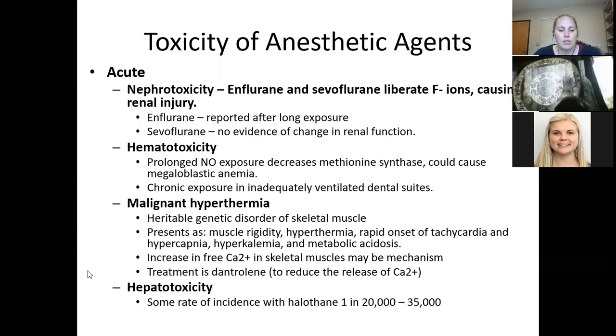I guess the other thing to note is there is some amount of hepatotoxicity that can also occur. And again, with halothane specifically, the rate of incidence of that is roughly between 1 in 20,000 to 35,000. So we talk about wanting to have that wide margin of safety. In this instance, we can see that there are some cases in which toxicity does occur, whether it be through genetic predisposition, or sometimes through the type of anesthetic that is chosen, or it could be due to exposure time as well.